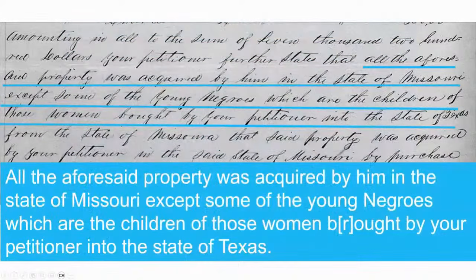Another page in the probate file states, all the aforesaid property, meaning the enslaved persons, was acquired by him, meaning Robert Taylor, in the state of Missouri, except some of the young Negroes, which are the children of those women brought by your petitioner into the state of Texas from the state of Missouri. I could go to property records in Missouri next, and see if I could locate more records regarding these enslaved families.